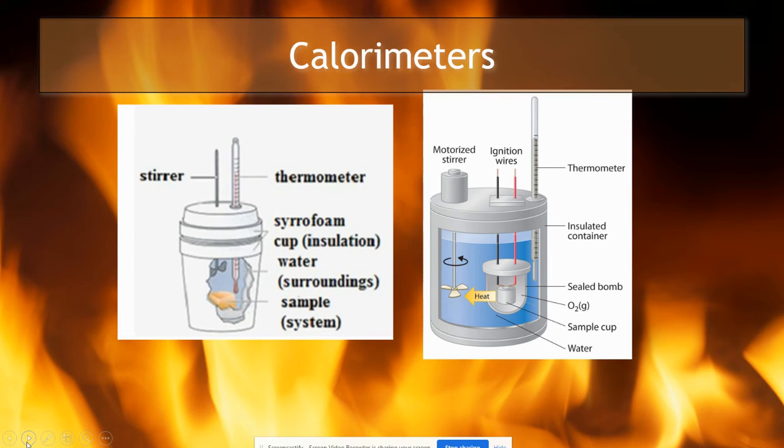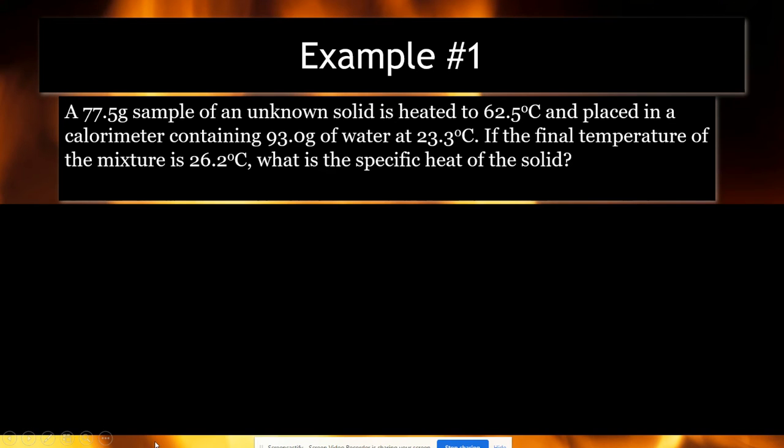Let's take a look at a couple of examples. Our first example says a 77.5 gram sample of an unknown solid is heated to 62.5 degrees Celsius and placed in a calorimeter containing 93 grams of water at 23.3 degrees Celsius. If the final temperature of the mixture is 26.2 degrees Celsius, what is the specific heat of the solid?